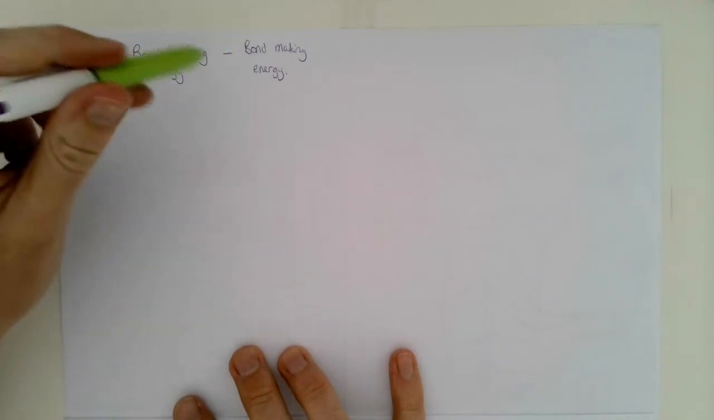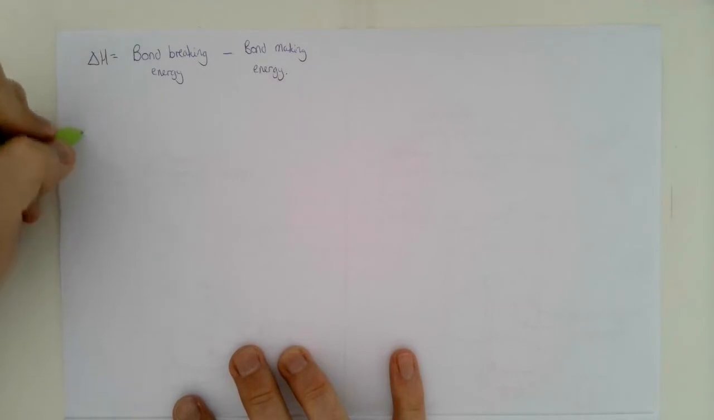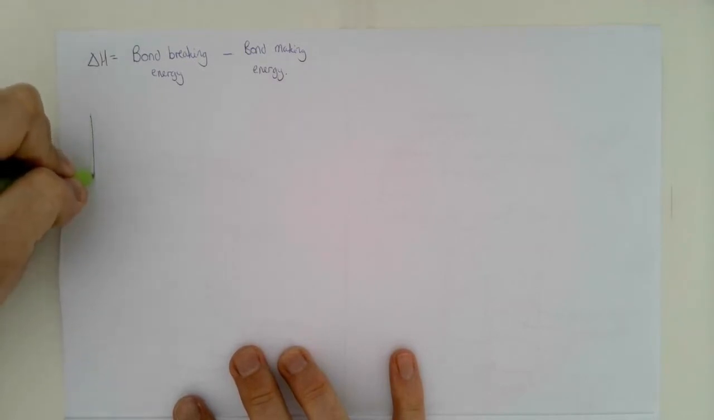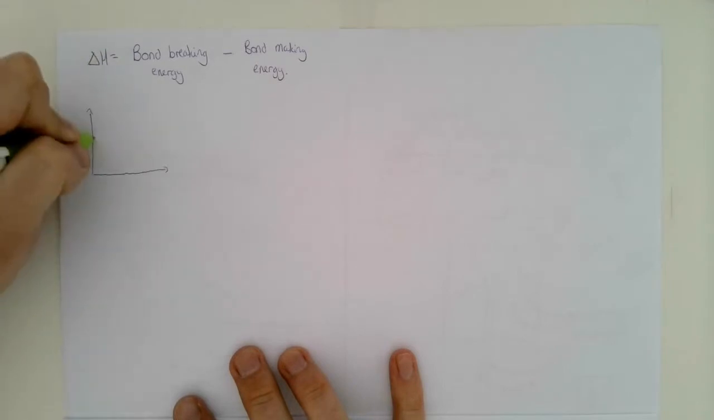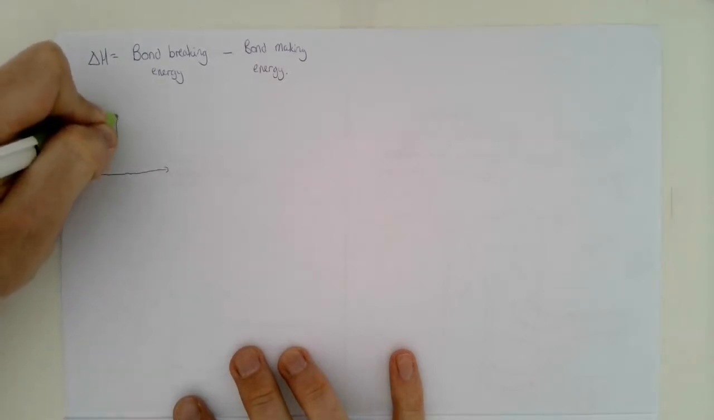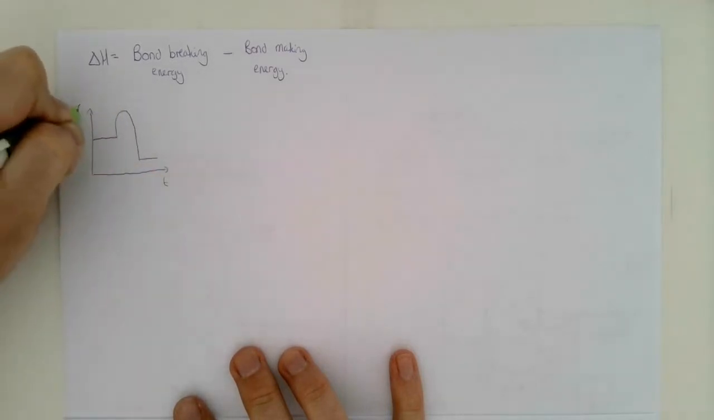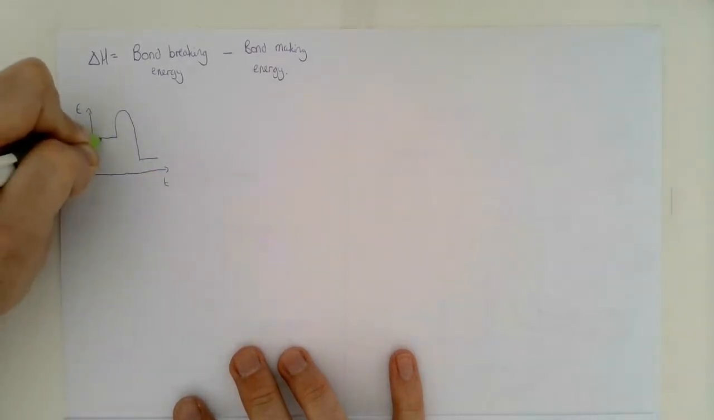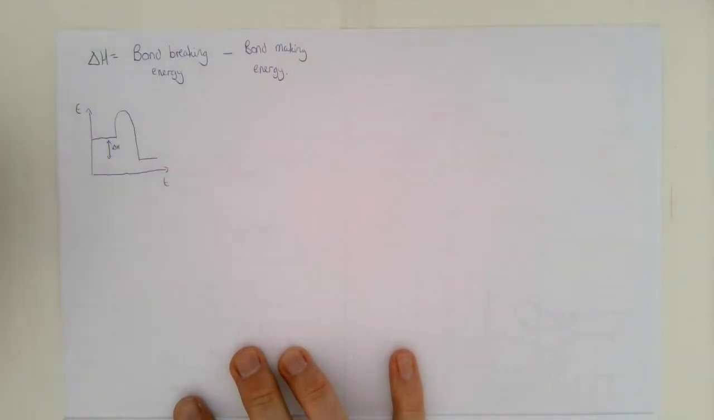What I'm going to do now is just show you how that equation is derived. You don't necessarily need to know how it's derived, but I think it's helpful. So here's our exothermic energy profile. There's time, there's energy. The products have got less energy than the reactants, and delta H is that value there.